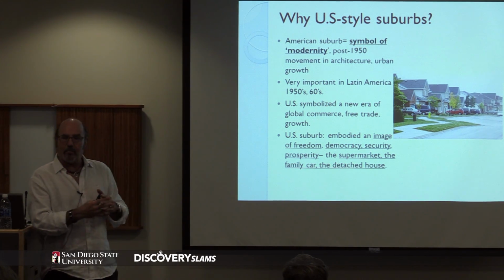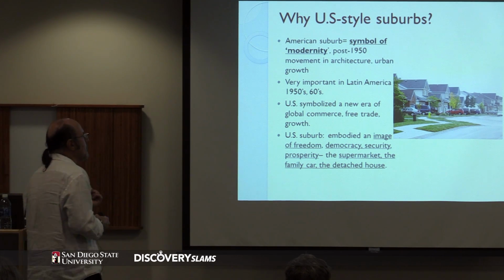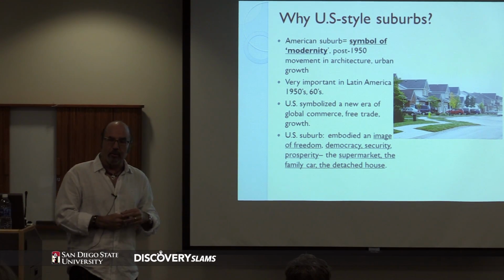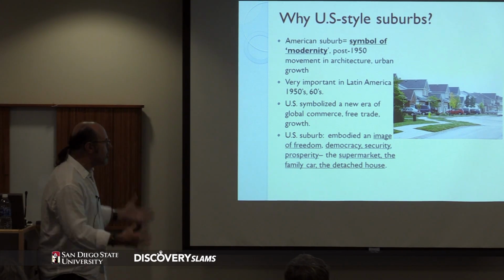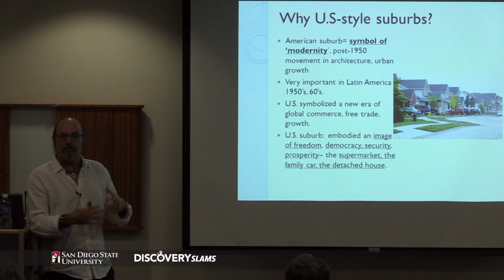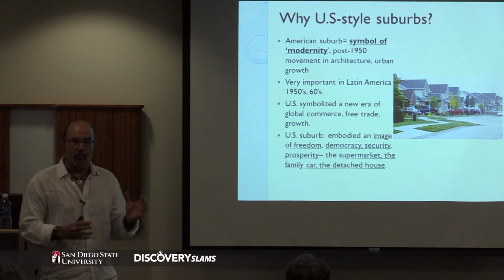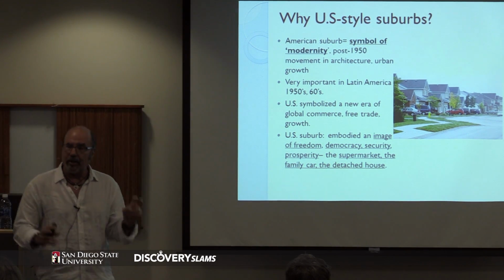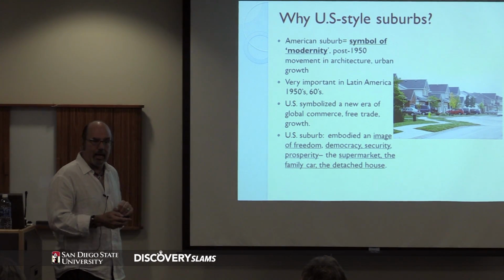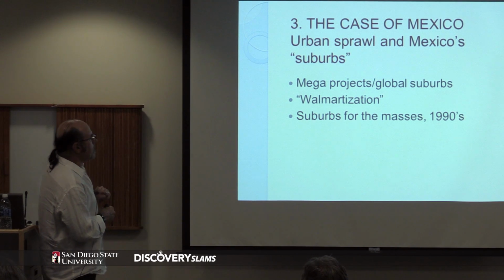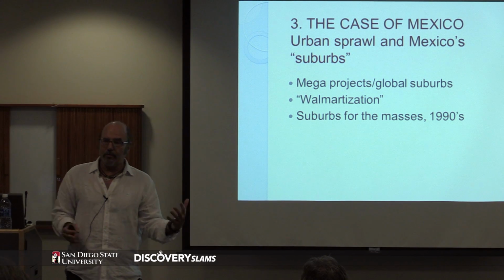Now, why did they copy the US suburb? Well, in my book, I studied especially Mexico and Brazil, and what I found was that the American suburb was a symbol of modernity. It was the image of freedom, democracy, security, the supermarket, the family car, the Leave It to Beaver, if you will, image of a very safe place to raise your family. And that was marketed very carefully by investors in the 1960s, 70s and 80s across Latin America.